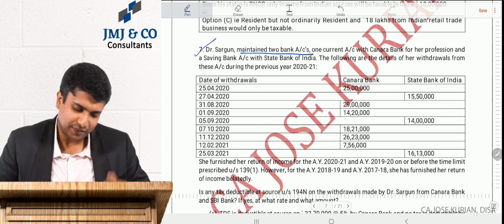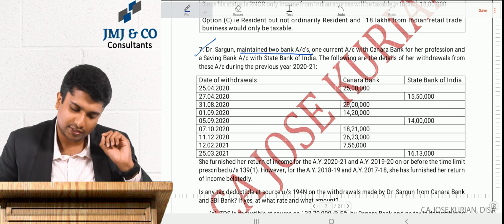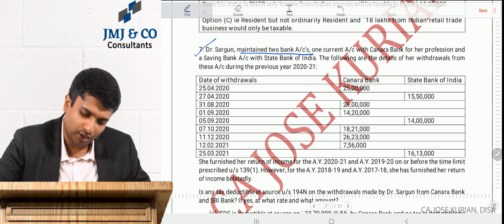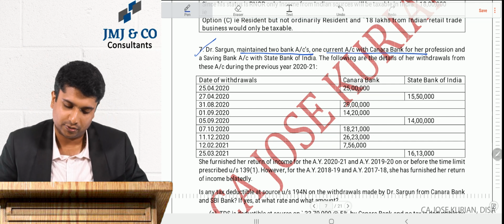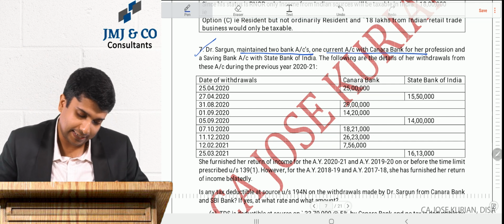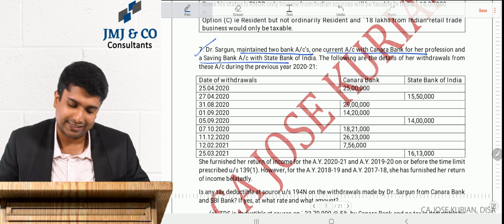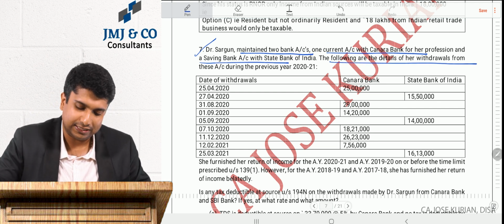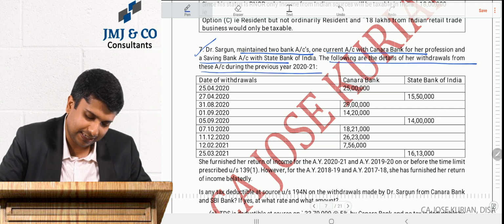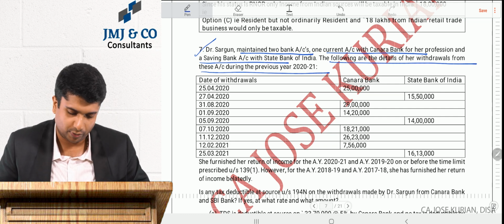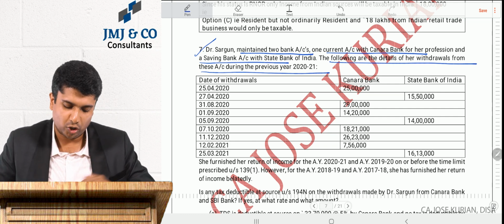Alright. So Dr. Sargun maintained 2 bank accounts, one current account with Canara Bank for her profession, and a savings bank account with State Bank of India. The following are the details of her withdrawals from these accounts during the previous year 2021. So there is a list of withdrawals given.